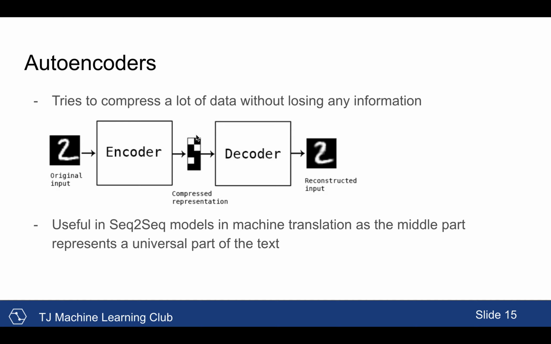This is helpful in seq-to-seq models as the middle part of the autoencoder represents a universal part of the text. An example would be while translating between English and German, the RNN could encode the data into one vector with the information and pass that through a decoder to translate the original text.